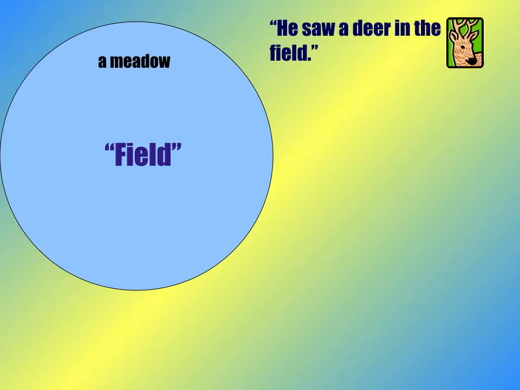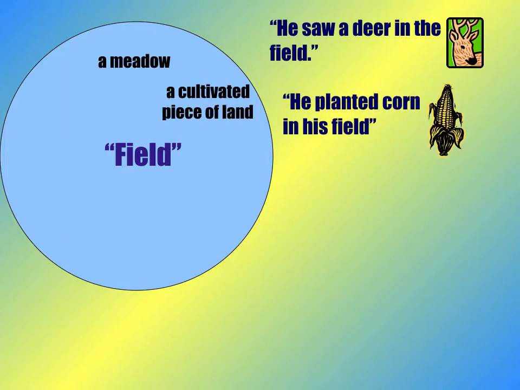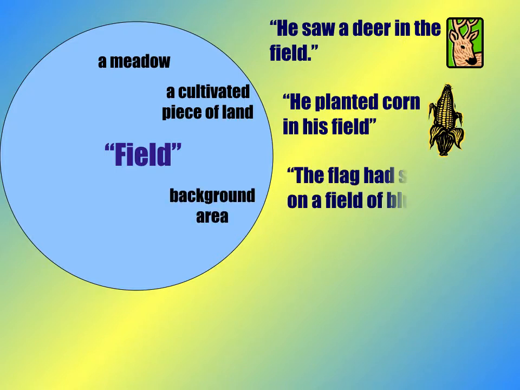Consider the word field, for example. What does the word field mean in English? You might say, what is the literal meaning of the word field? Well, field doesn't have a literal meaning. It can mean a variety of things. It can mean a meadow, for example, sort of uncultivated land. He saw a deer in the field. It can mean a cultivated piece of land, as in a farm. He planted corn in his field. Those are two different kinds of fields.